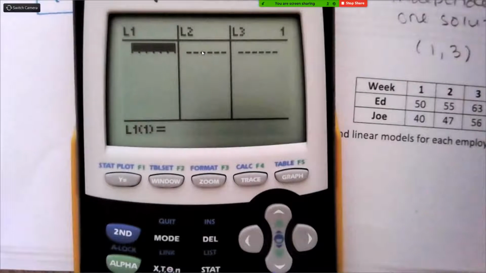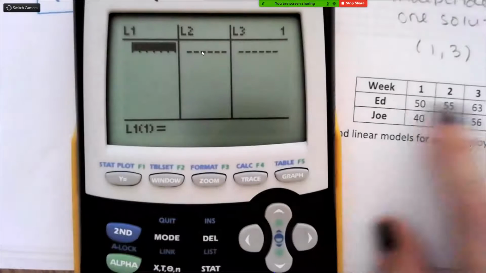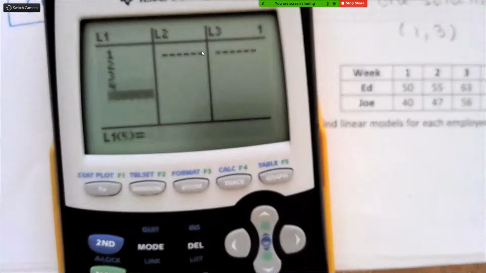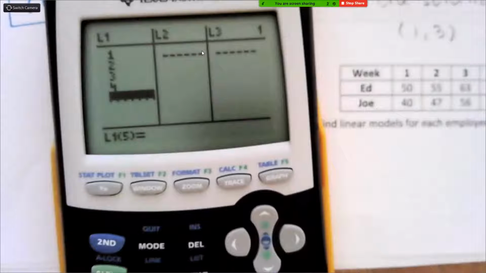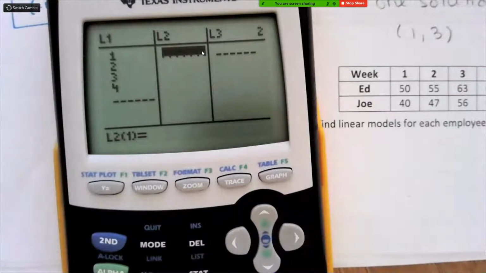Now what we are going to do is enter in weeks. So you're going to type in 1, 2, 3, and 4. And then we're going to start with Ed. So we're going to enter in Ed's numbers and match them up to the week number.